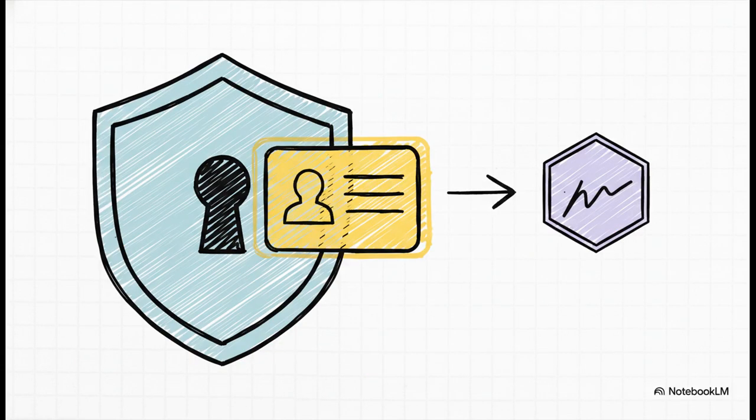So if OAuth 2 is all about what an app can do, how do we actually find out who the user is? Well, that's where OpenID Connect comes in. It's a really thin layer built right on top of OAuth 2, and its whole job is to add the missing identity piece. It provides something called an ID token, which, surprise, is just a JWT, that actually proves the user's identity to the application.